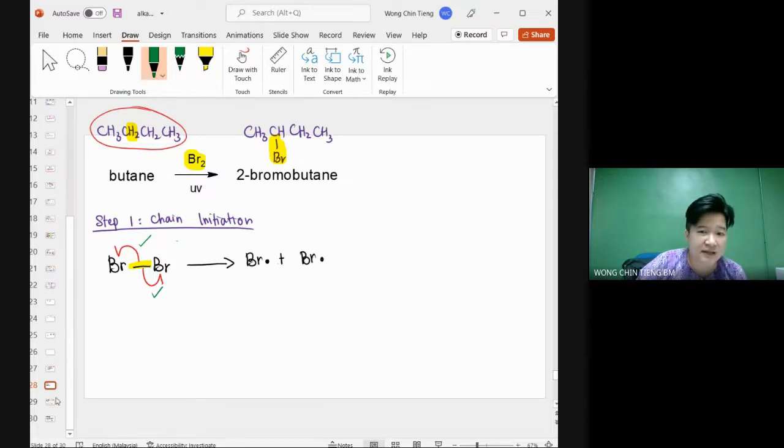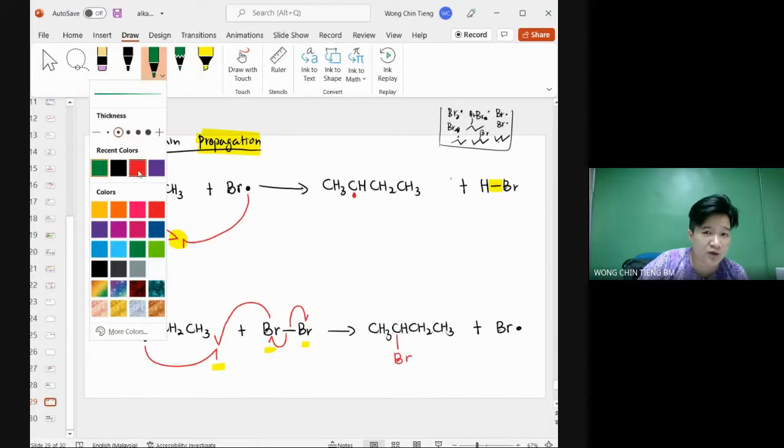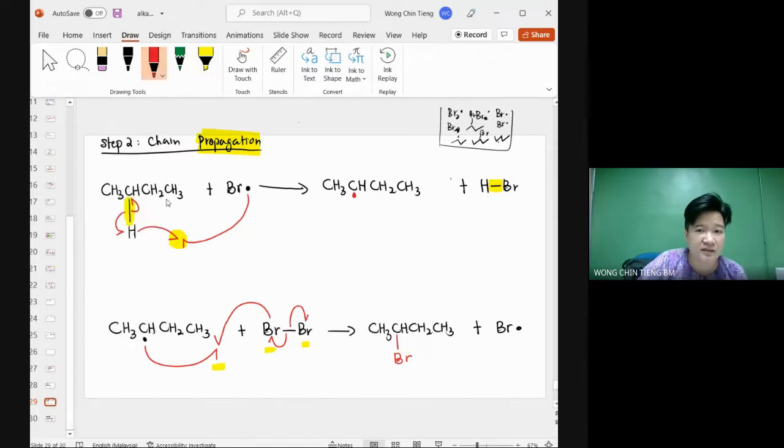That is your step 1. Step 1 is always to produce free radical. Okay? Step 2 is propagation. I don't know whether you realize one thing or not, but do you realize in the chain propagation, we have free radical, we have neutral. Realize that? We have free radical, see the free radical? We have neutral. Right? Likewise, we have neutral, we have free radical.